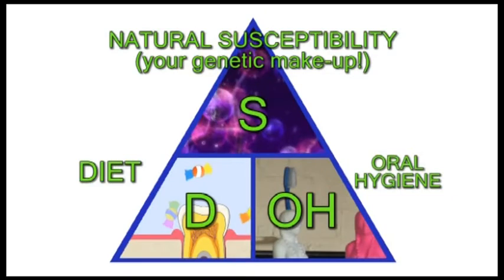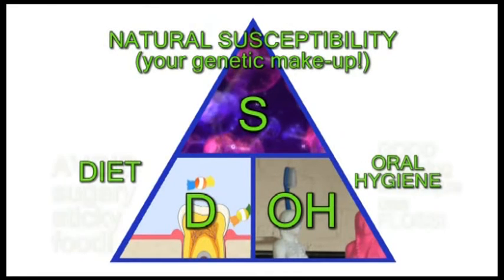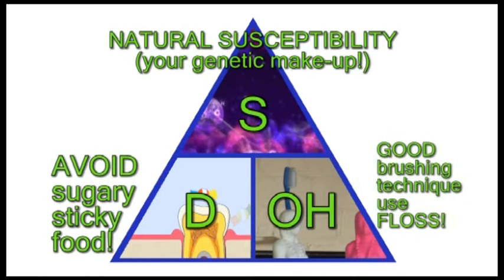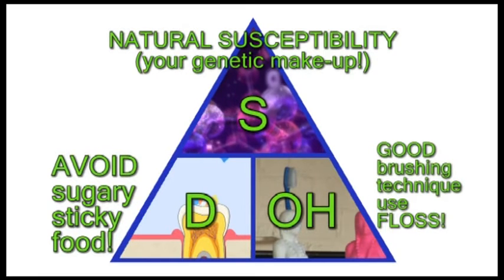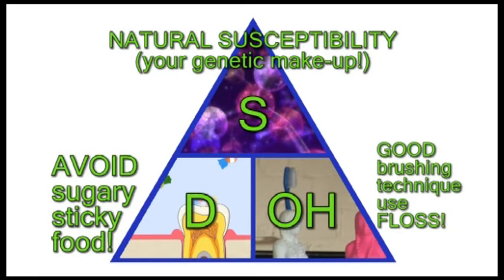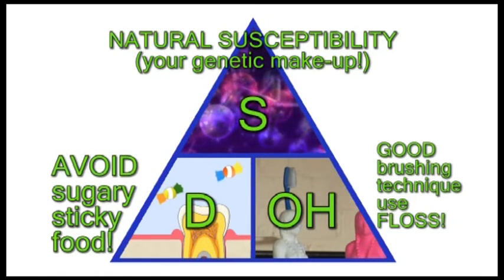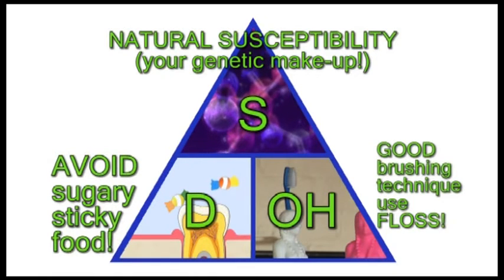So, you can't help your natural genetic makeup, but you can help your diet and oral hygiene. Some fortunate people are naturally resistant to tooth decay, and some unfortunate people are prone to gum disease. Most of us have a certain level of natural susceptibility to tooth decay or gum disease, or both. And we all have to work round that to maintain a healthy mouth.